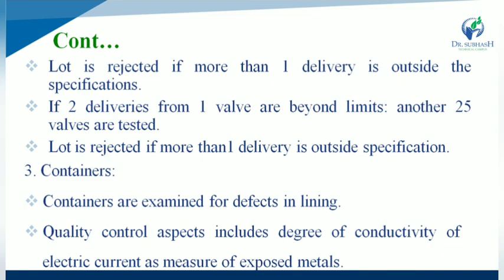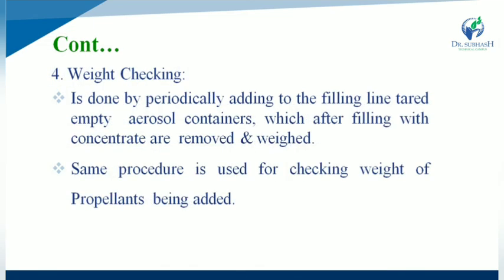What about containers? Containers are examined for defects in lining. How is it examined? Quality control aspects include the degree of conductivity of electric current, which is a measure of exposed metals. Next, weight checking. By checking the weight, you can easily identify defects. It is done by periodically adding dead empty aerosol containers to a filling line, which are removed after filling with concentrate and weighed properly. The same procedure is used for checking the weight of propellant being added.